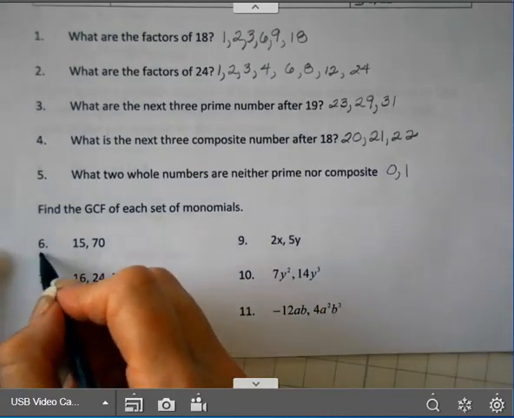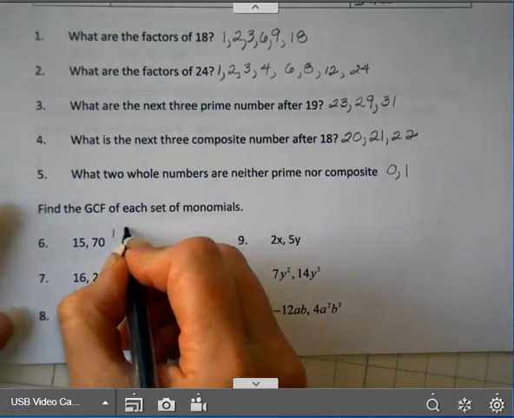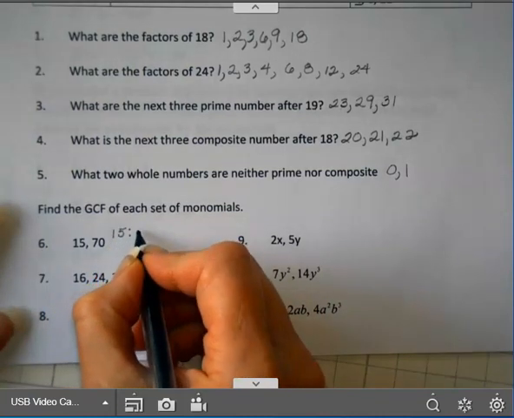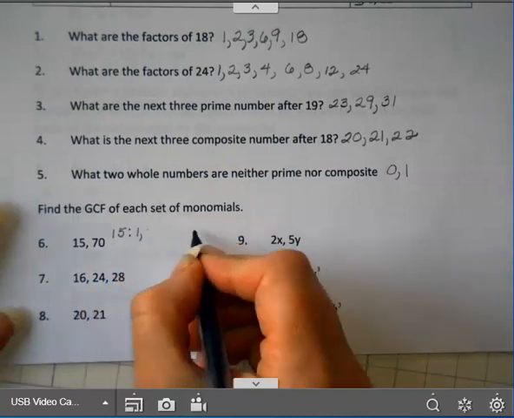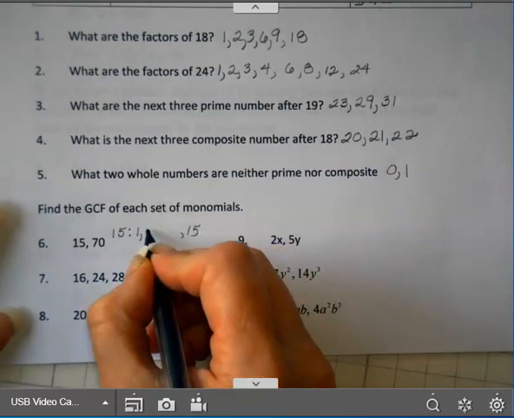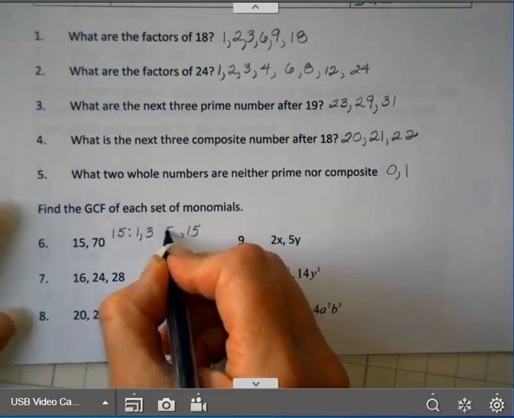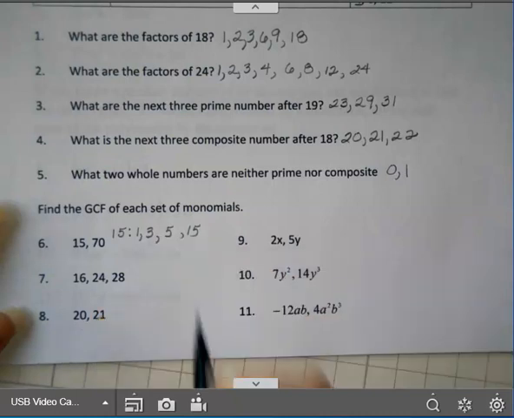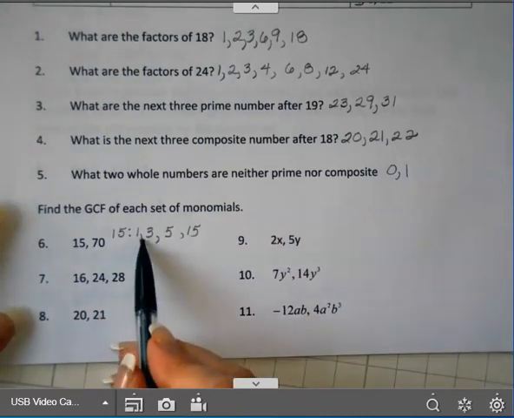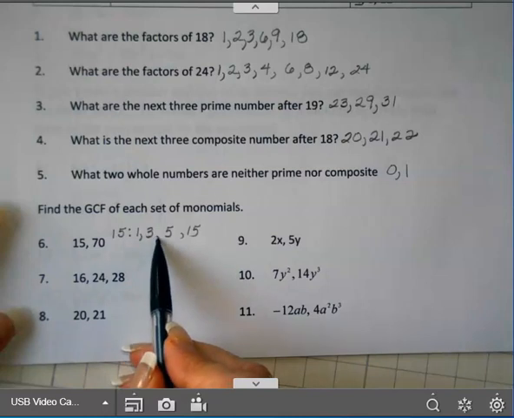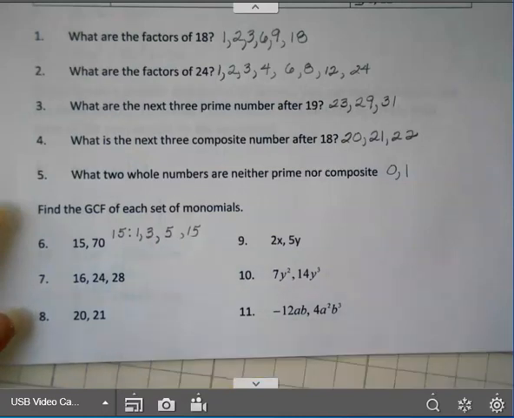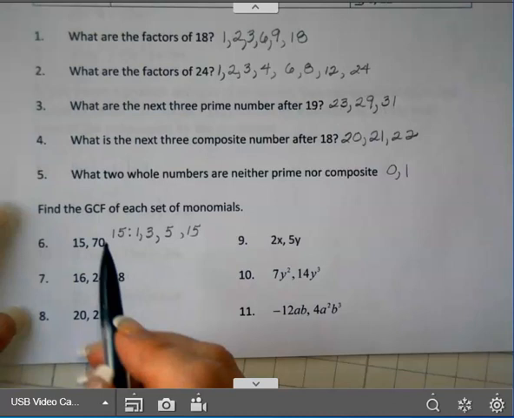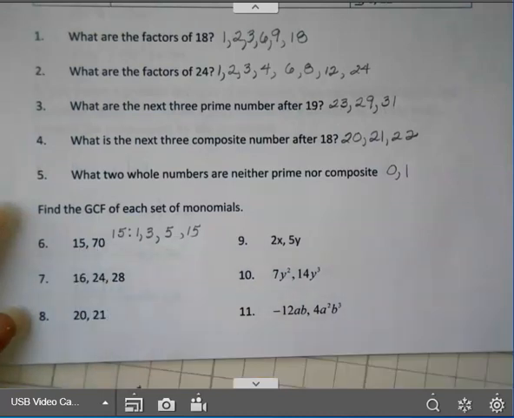For the greatest common factor, you can list the factors of 15, so 1 and 15, 3 and 5, 2 didn't work, and the only number between here is 4. So I start with 1, then I go 2, it didn't work, then 3 works, 4 doesn't work, and then I've already got everything after 5. You could list the factors of 70, but I think it's a little bit faster just to list the smaller ones, the factors, and then test them.